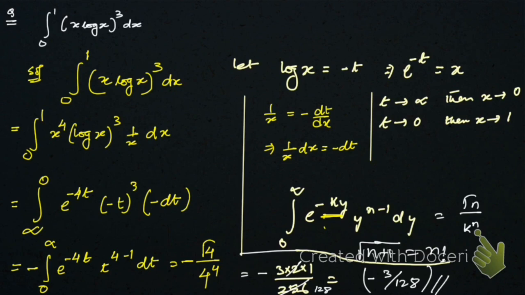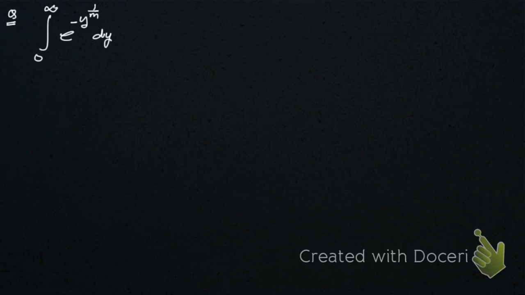So this is the answer, minus 3 by 128. So now let's move on to the next question. Now let us solve this. Okay, so here you can see that the integral from 0 to infinity of e to the power minus y to the power 1 by m dy.